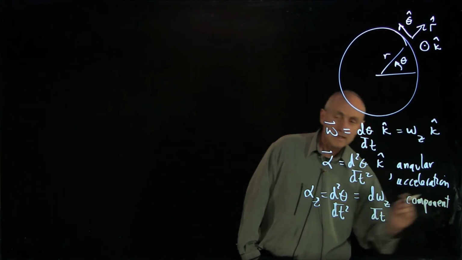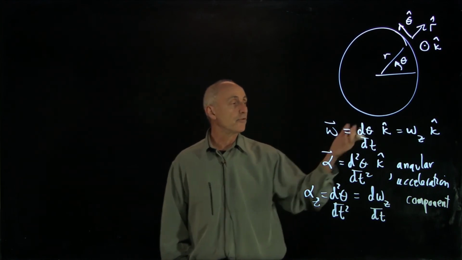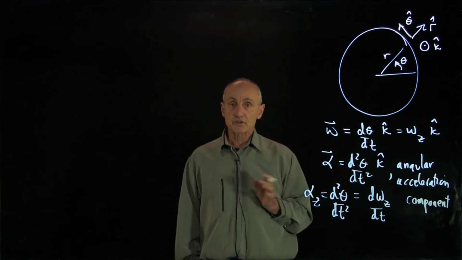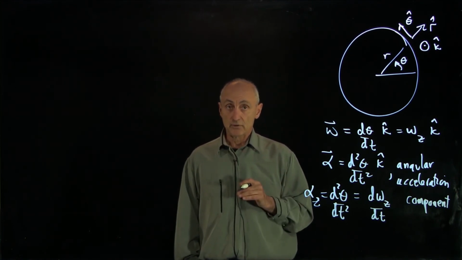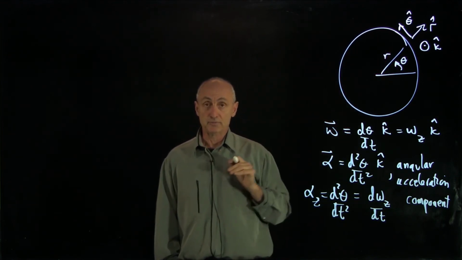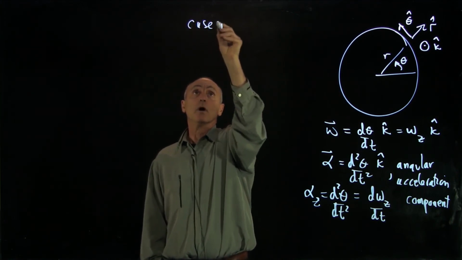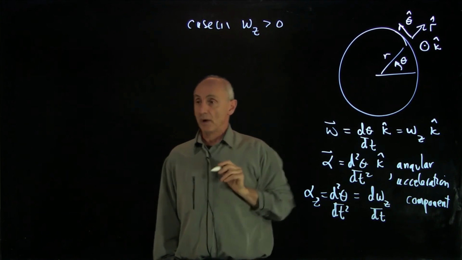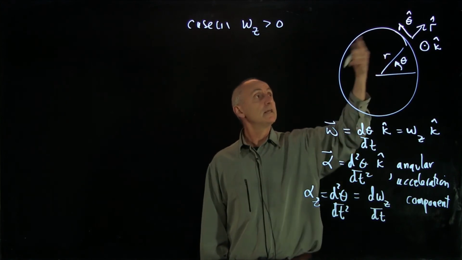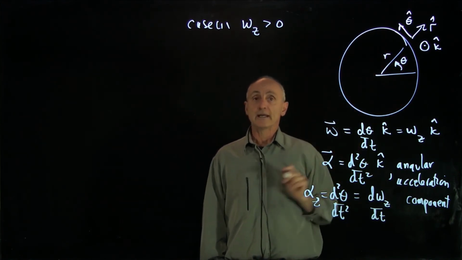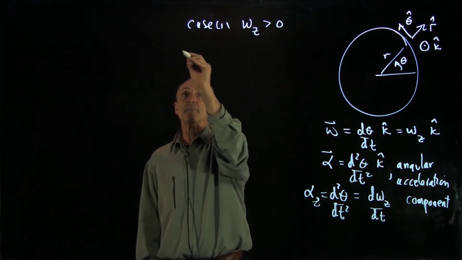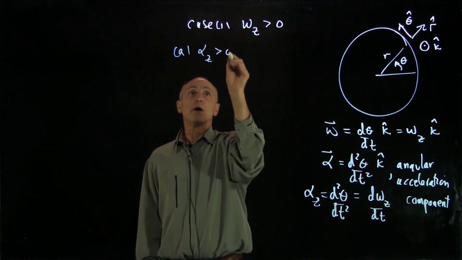And now, in circular motion, the quantities omega and alpha z are very much like the linear quantities of the x component of the velocity and the x component of the acceleration. And again, when we've chosen a reference frame, let's look at what various components mean. Let's begin with case 1, where omega z is positive. When omega z is positive, that tells us that d theta dt is increasing, and that corresponds to counterclockwise motion. Now, given that case, let's look at what happens when alpha z is positive.